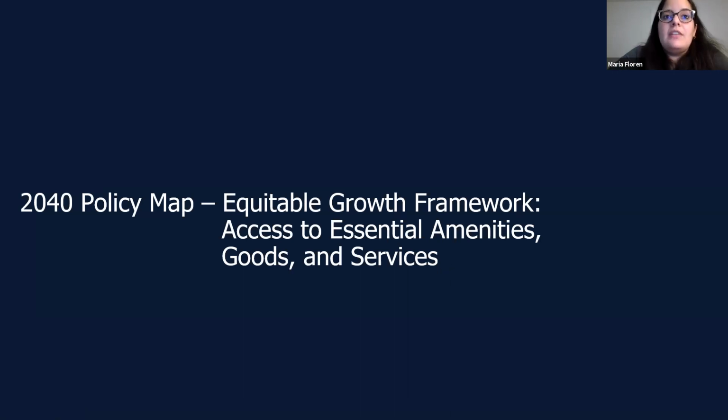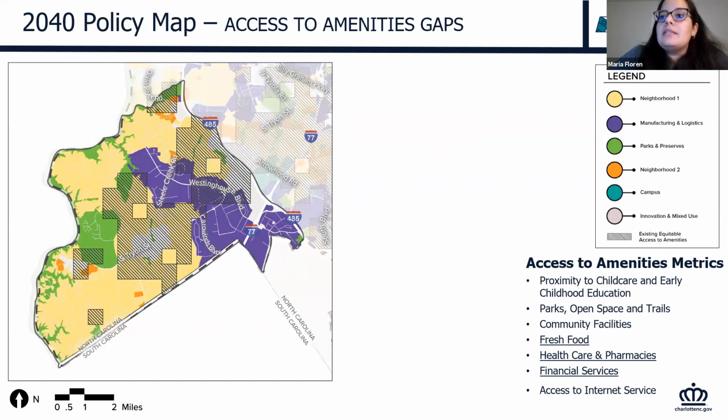So next, we're going to look at mapping of access to essential amenities, goods, and services. And this is the third component of the equitable growth framework. On this map, areas outside of the black diagonal hatches are lacking existing access to essential amenities, goods, and services. The bullet points on this page are the metrics that were used to understand where the access is currently lacking. The underlying metrics were specifically identified as items place type mapping could help address, and the ones that aren't underlined can be provided in any place type, and therefore other tools outside of place types will be explored to help address these gaps.